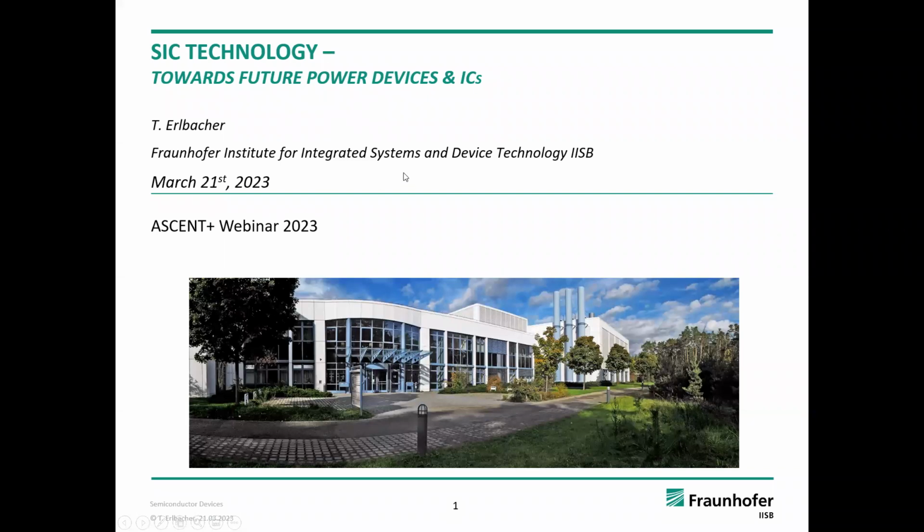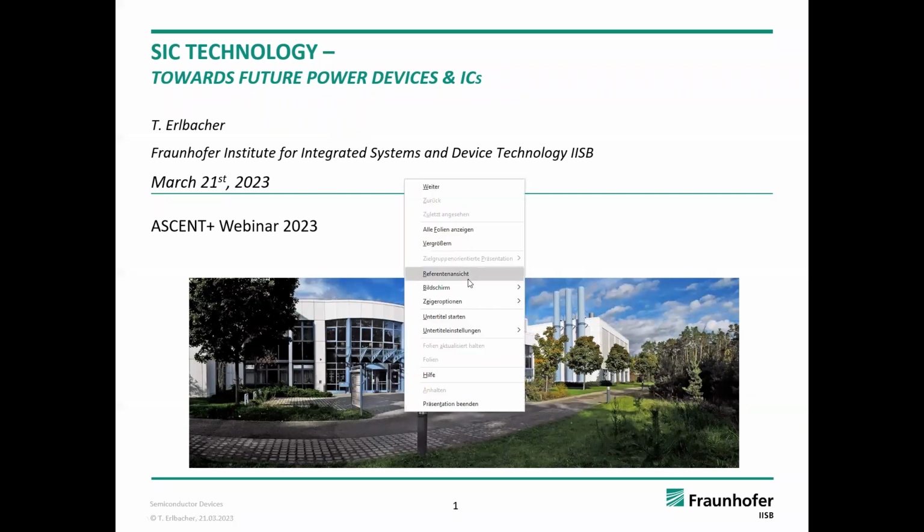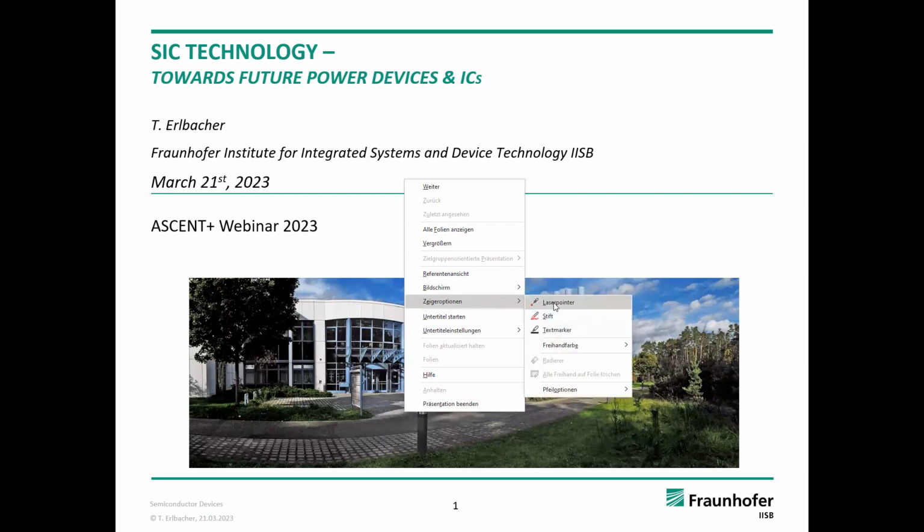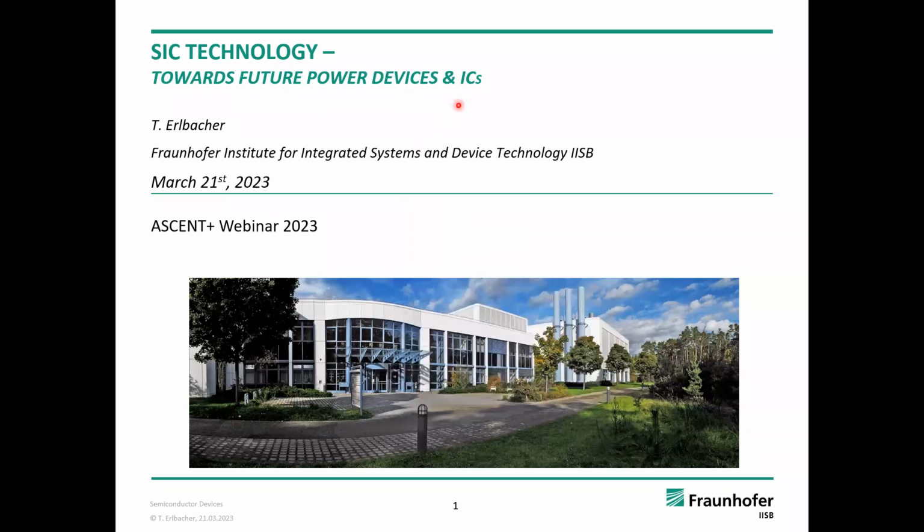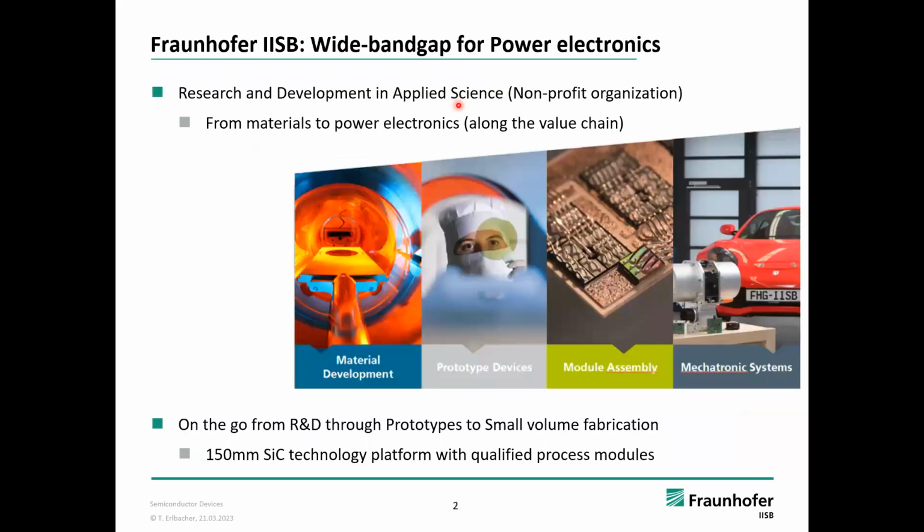All right. Thank you very much for the possibility to talk today about our silicon carbide technology and to also give you some insights into future power device development, especially the technology part that is required there. And then I would like to show you something about the integrated circuits that we are also implementing on silicon carbide today. Fraunhofer IISB, as one of the Fraunhofer institutes in Germany, is working on wide bandgap for power electronics along the whole value chain.